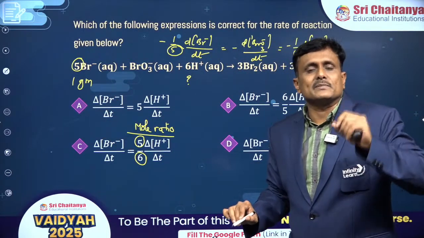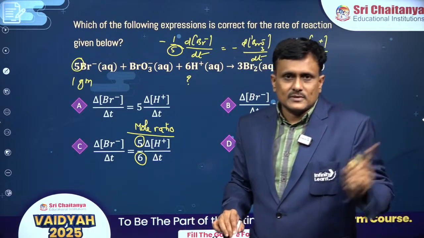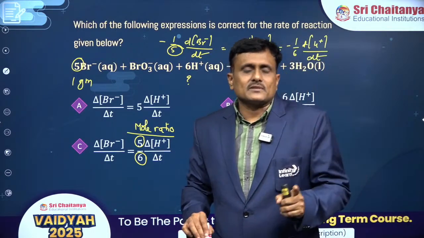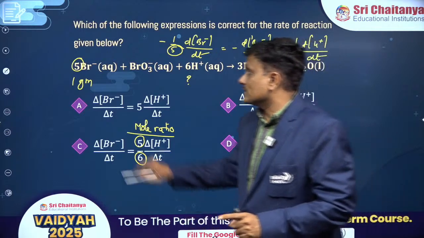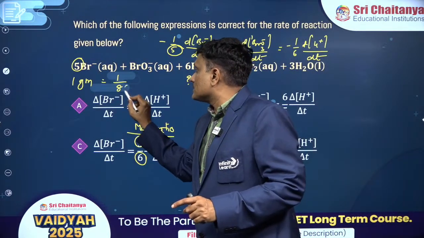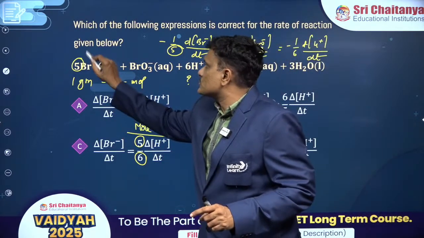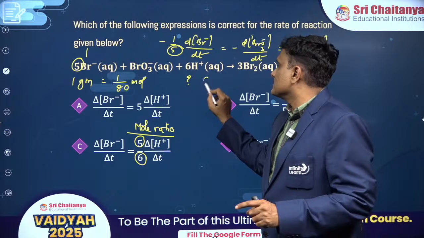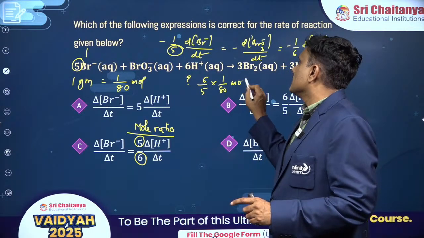Don't say that if that is mentioned in gram. Please convert that into mole, because stoichiometric coefficient do not represent the mass ratio, it indicates the mole ratio. So in that case you have to write this as 1 by atomic mass. So this many mole. 1 mole gives rise to 6 by 5. Then this will be 6 by 5 times of 1 by 80 mole.